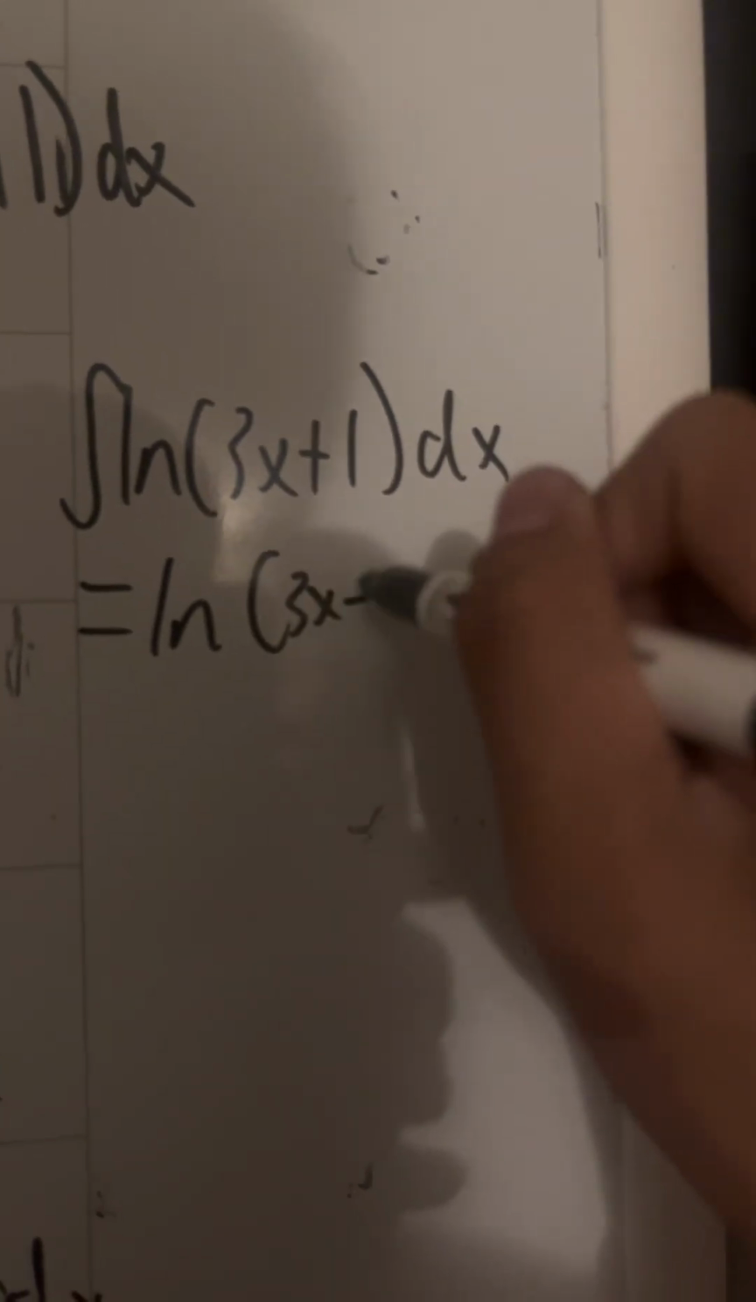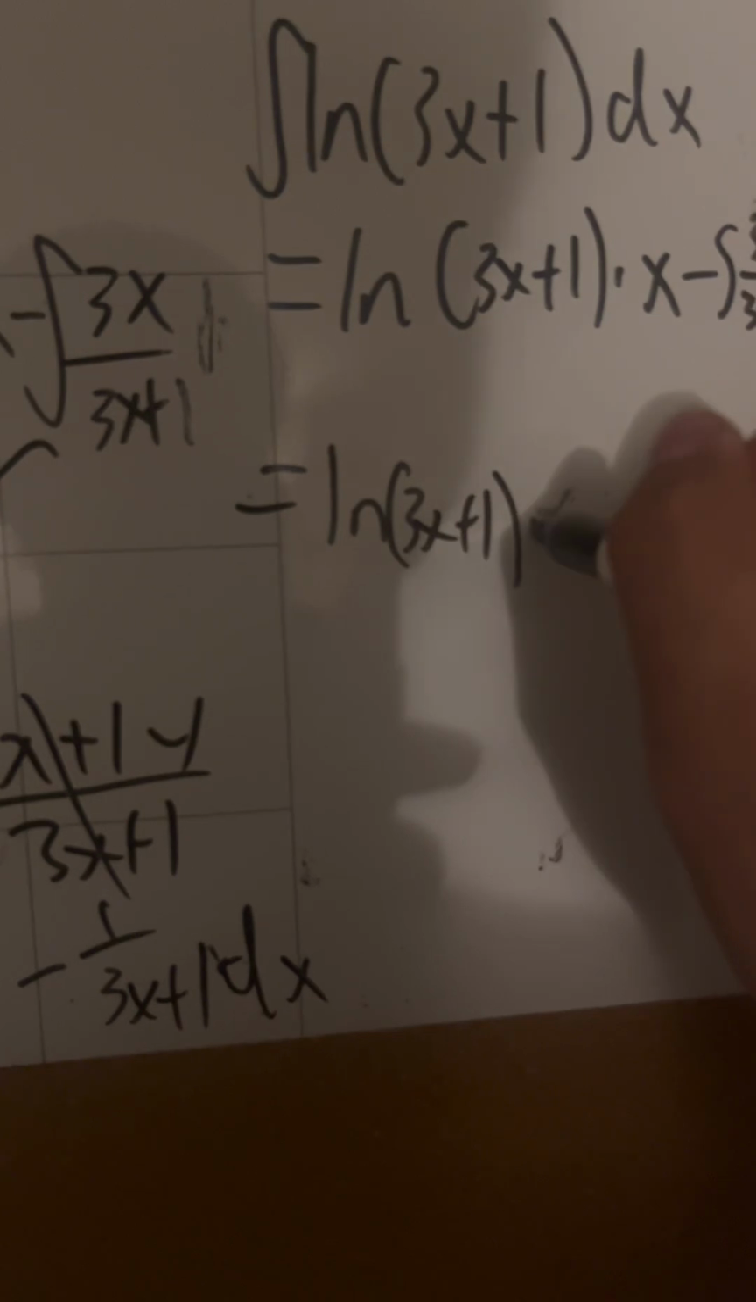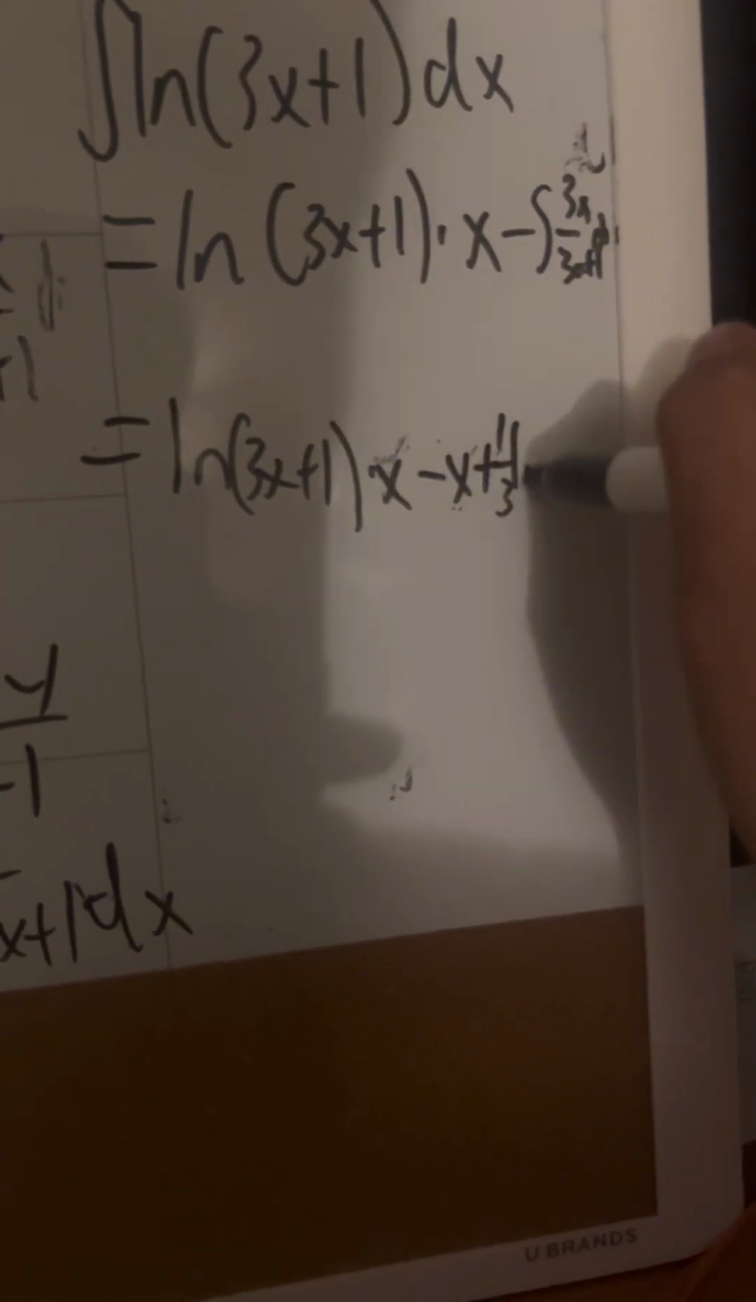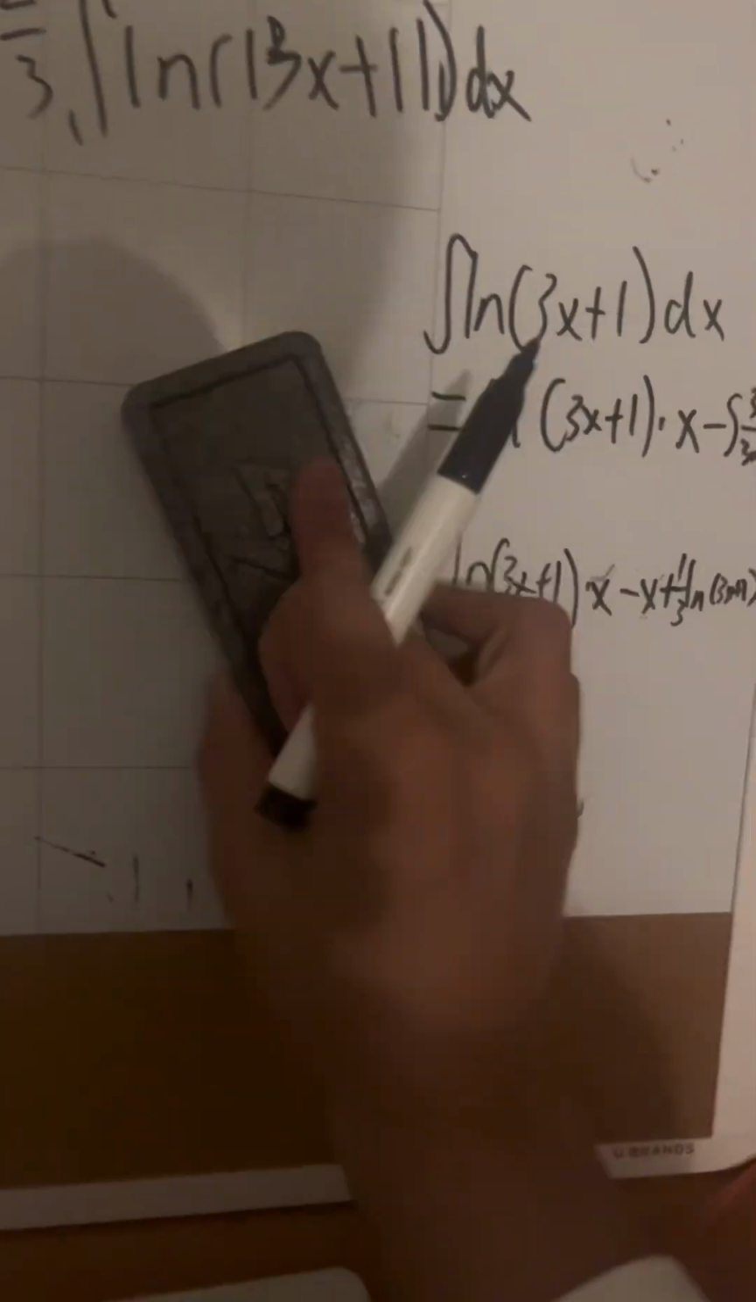So let's write some notes about this function. Okay, so write that ln. I'm not writing the absolute value anymore. Equals ln 3x plus 1 times x minus integral 3x over 3x plus 1 dx, which is equal to ln 3x plus 1 times x minus x plus 1/3 ln 3x plus 1. Okay, so that is what this entire thing is equal to. Now that we have that, we can just erase all of that. We don't need to know all that.